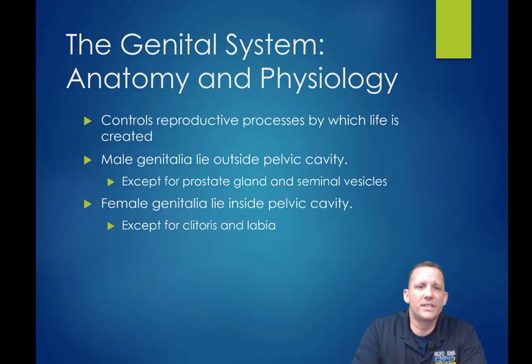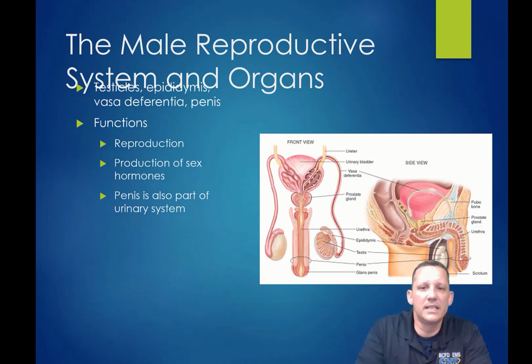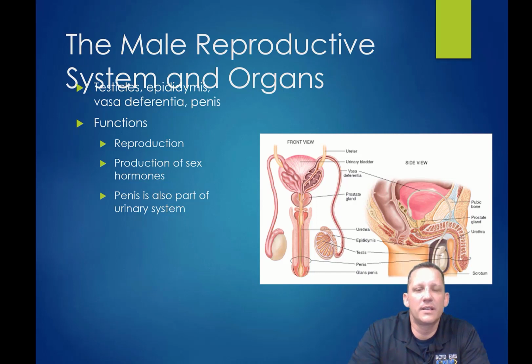The genital system, anatomy, and physiology. So this is where the reproductive processes for life is created. In males, it lies outside of the body except for the prostate gland and the seminal vesicles. In females, it's an internal organ, which is inside the pelvic cavity, except for the clitoris and the labia. So as we're looking at these pictures here, you can see the male genitalia there, and we have the testicles and the epididymis and the vas deferens and the penis. The functions are for reproduction and the production of sex hormones. The penis is also part of the urinary system in males, as we saw in the slide previous. You can see the ureters into the urinary bladder and the vas deferens.